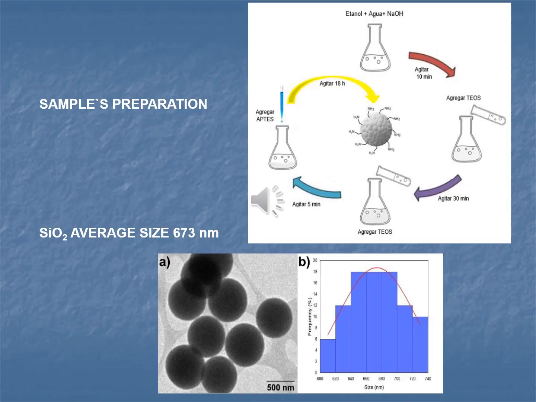The Stöber method, with some modifications, was used for nanoparticle synthesis. Silica nanoparticles with a size of 673 nanometers were obtained as a result.